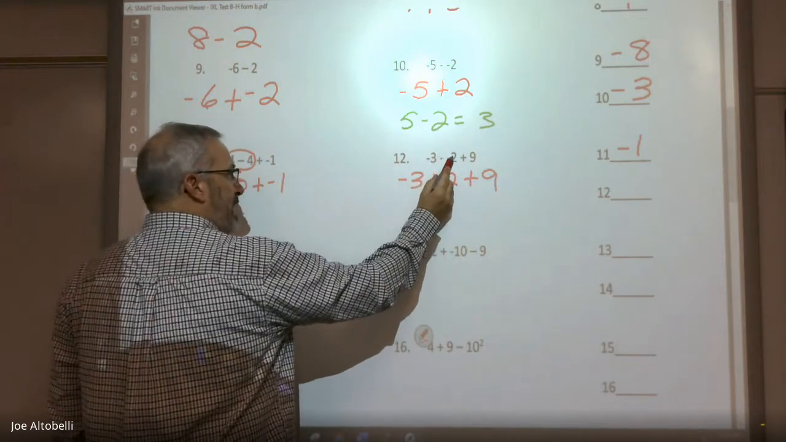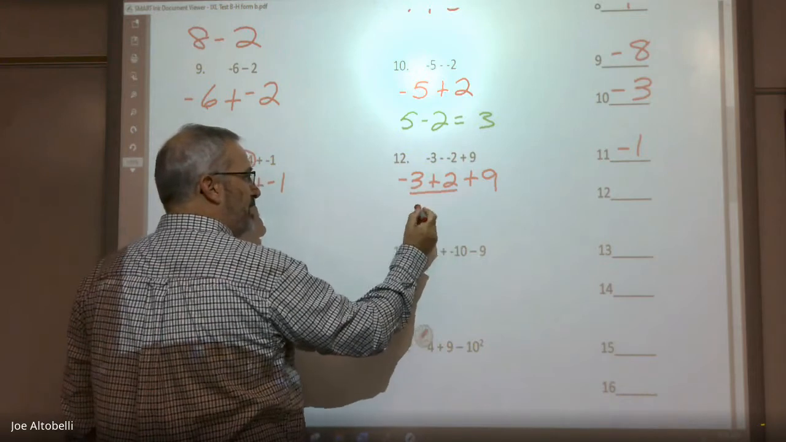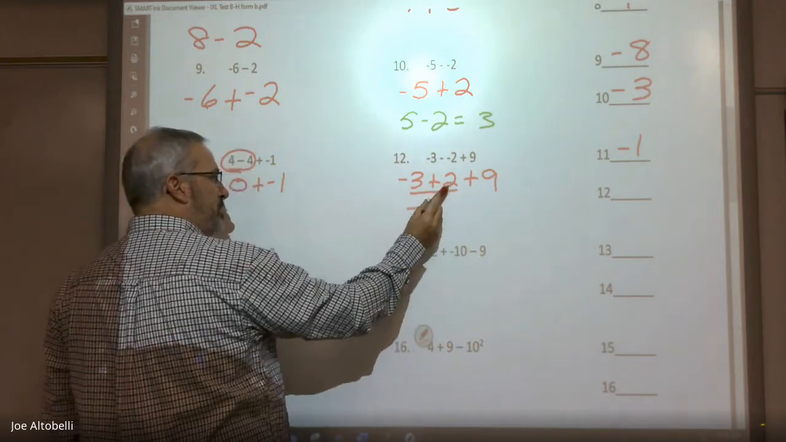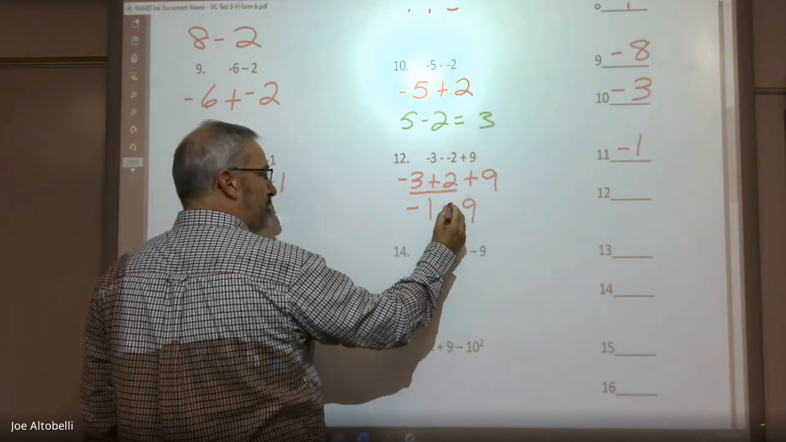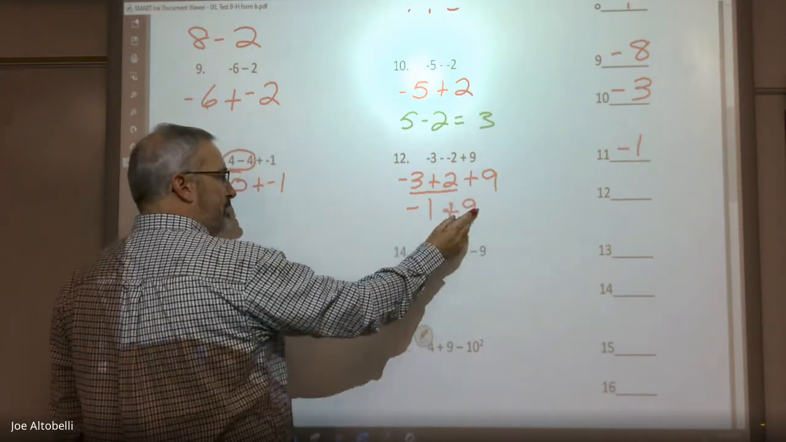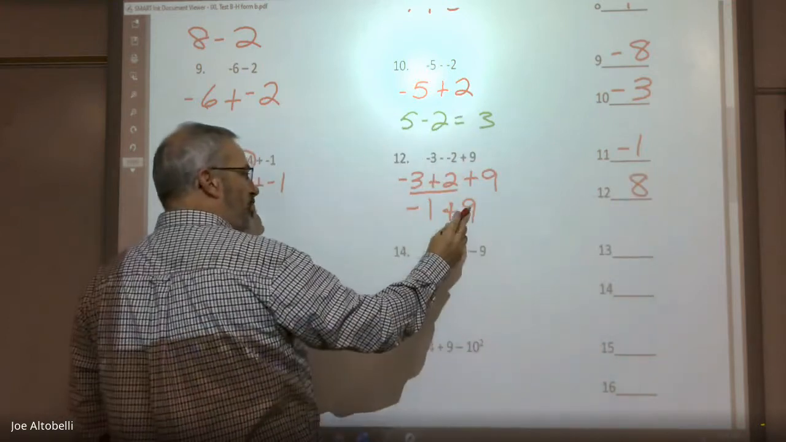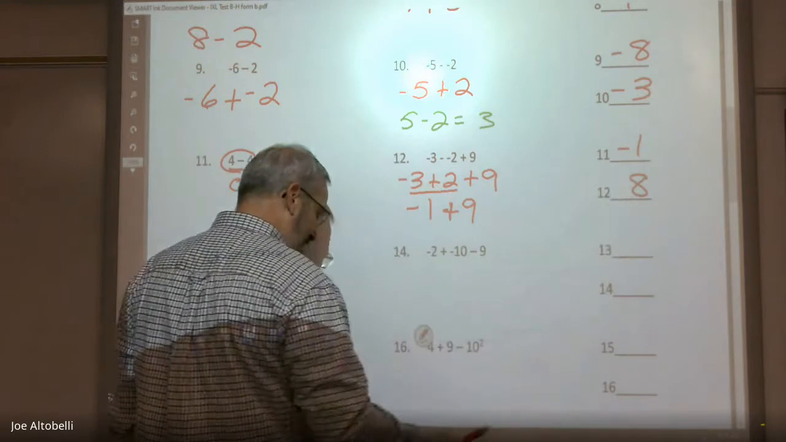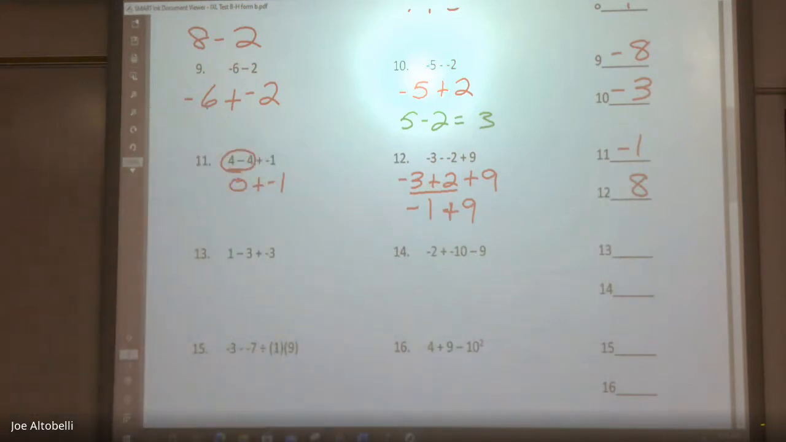Change the subtracting to adding the opposite. So this right here is a -1. -3 plus 2 is a -1. I'm still adding the 9. Okay. The signs are different, so I find their difference. I have more positives, so it's a +8. Well, I walked around, I saw some -8, so make sure you understand why it's a +8. Okay?